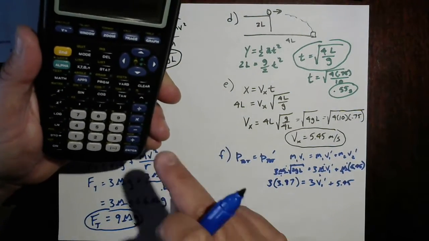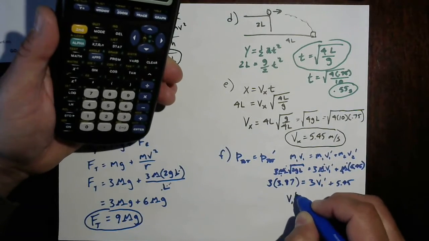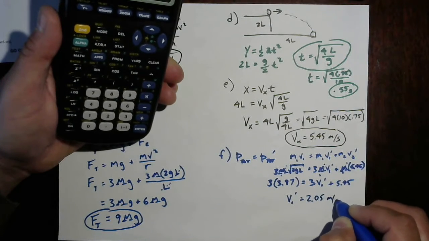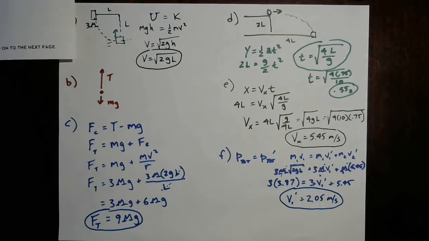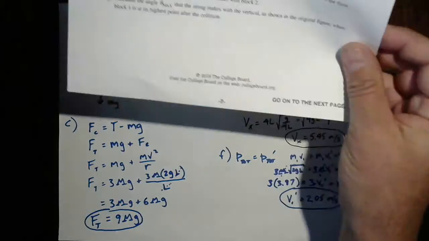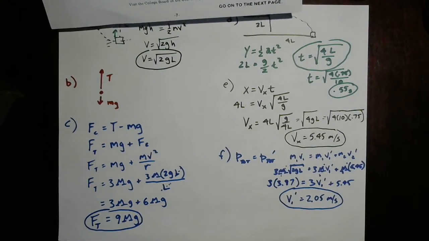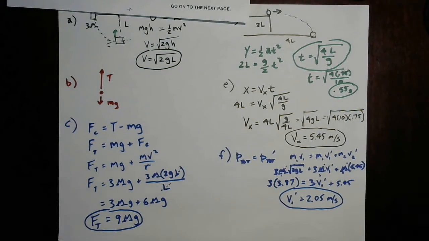And then I need to divide by 3. And that's going to give me a V1 prime of 2.05 meters per second. All right, not too bad. Question is, can I squeeze in part G here at the bottom? I'm not sure. Yeah, we can do it. Okay. No, it is not worth doing.